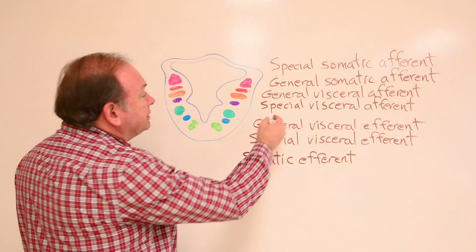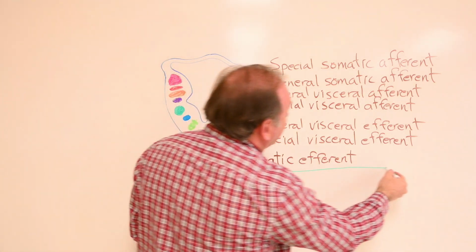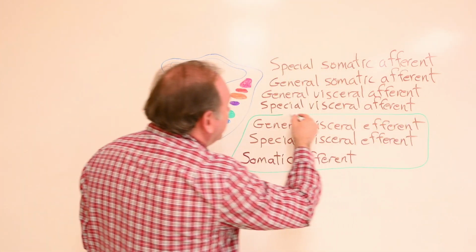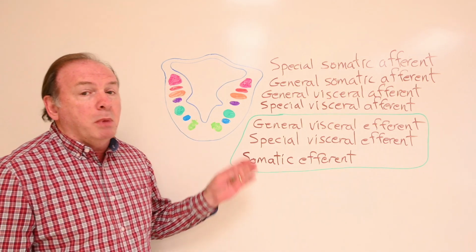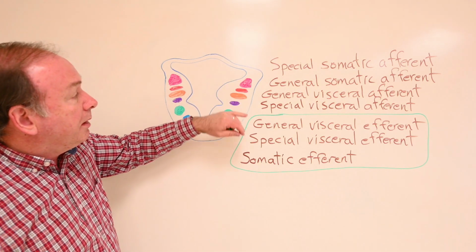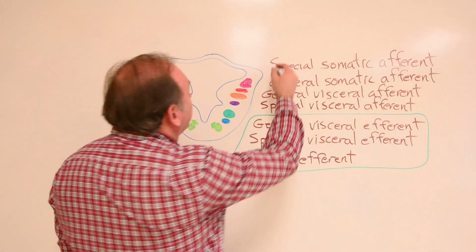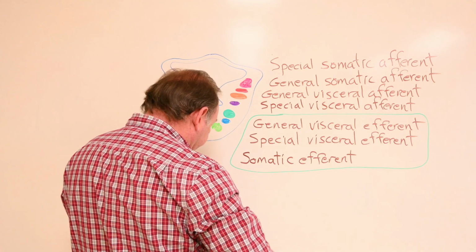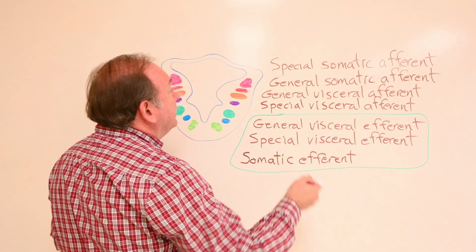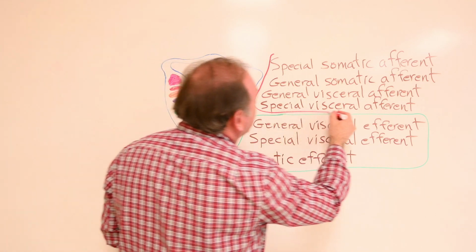I'm going to circle these here with a green marker. So these are all efferent, E-F-F-E-R-E-N-T. That means they are motor in function. Those up here, in these warmer colors, are receiving signals. So they're in a group by themselves. We'll circle that in red to indicate that they are sensory, associated with sensory functions up here.